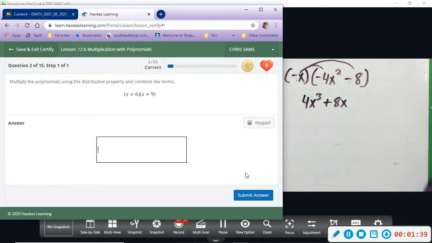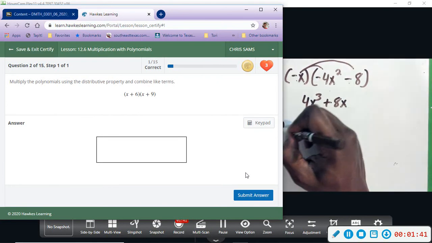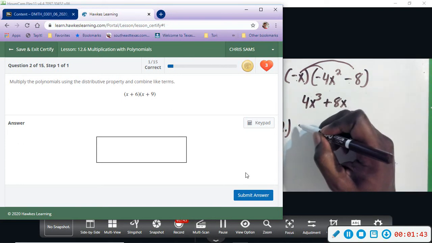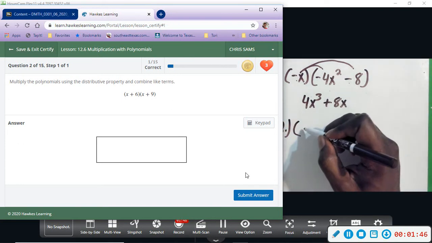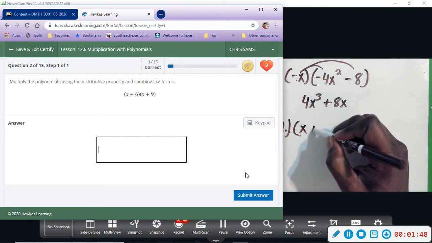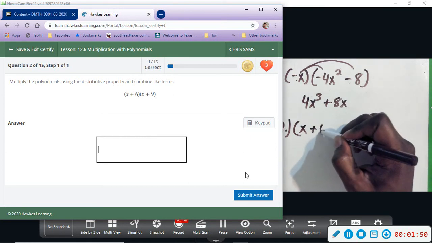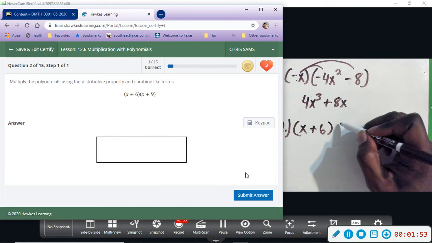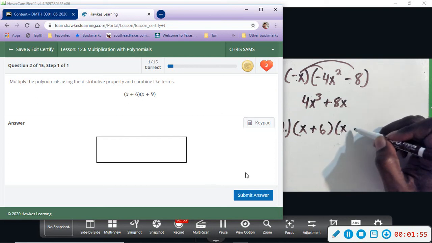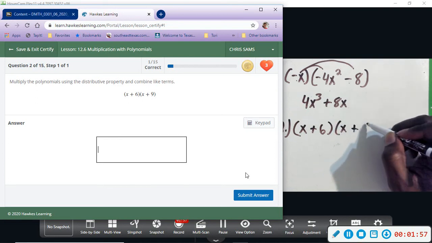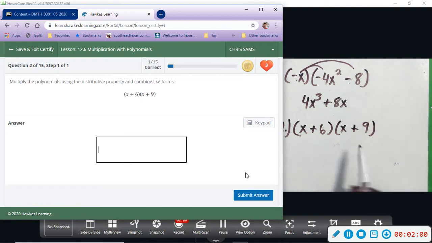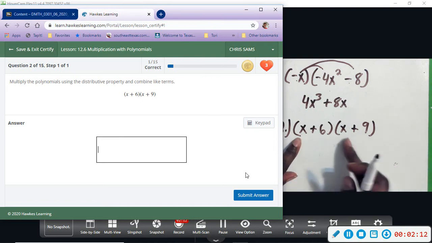Okay, number 2. We actually have to use what we call the FOIL method. FOIL stands for first, inner, outer, last. You can kind of see that in the textbook. But sometimes you might have 2 or 3 terms. So this is the way you need to think about this. X is going to be multiplied times both, and then 6 times both. And that's what happens. Everything in here is going to get multiplied by everything in here.